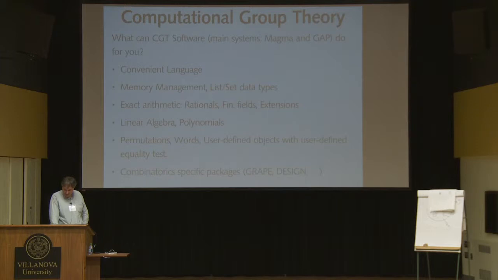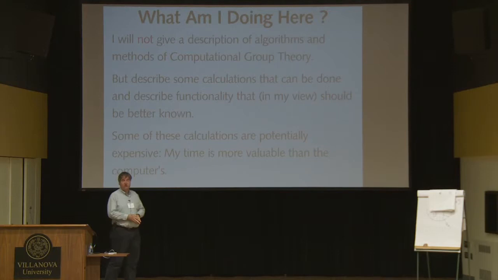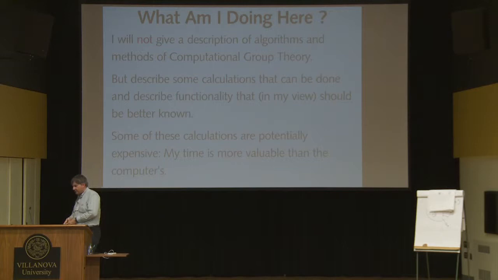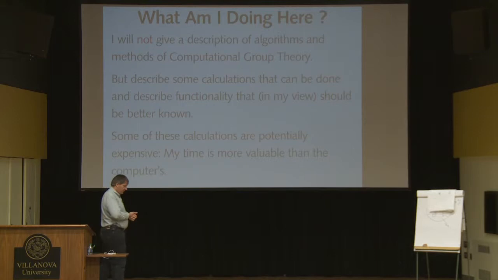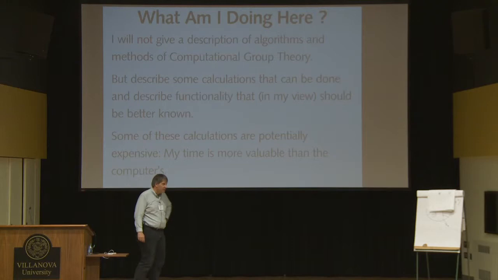So to start, what do I want to do here? I'm not planning to give you a description of the algorithms of computational group theory. I don't think that would be appropriate, both for the audience and for the time, to do something very technical. What I will do is describe some calculations that can be done, which I think will be useful as examples for the kinds of calculations you are doing, or at least what I have seen in some of the talks coming up. And I will try to point out some functions which I think deserve to be known better than they currently are.